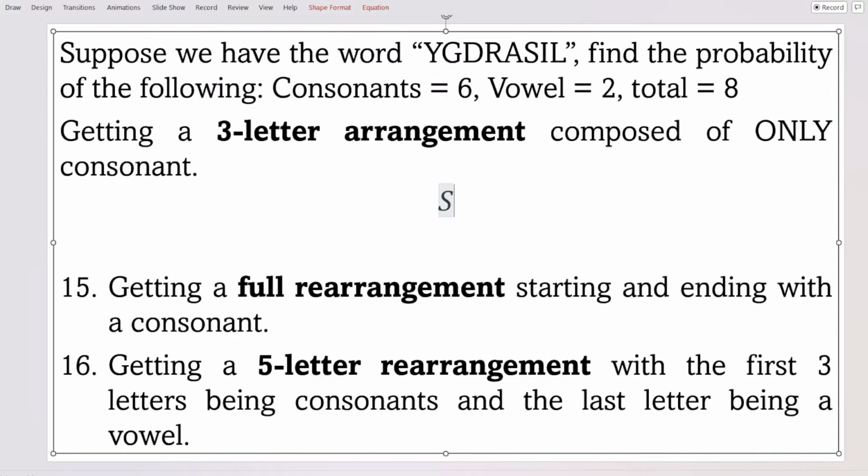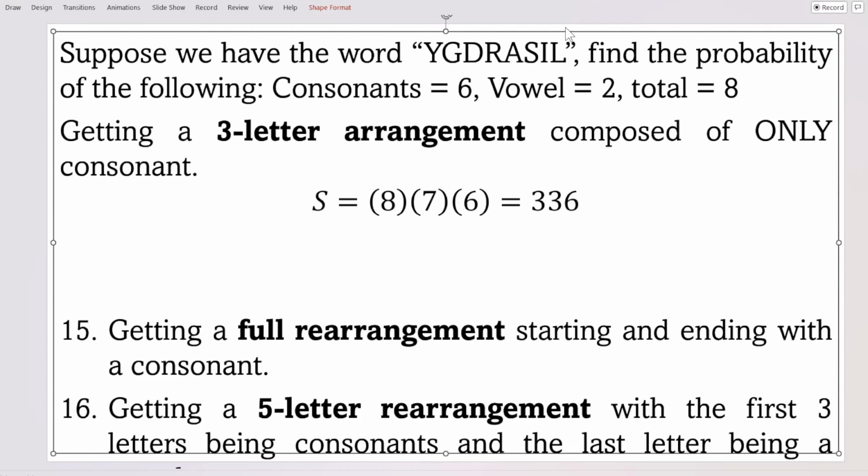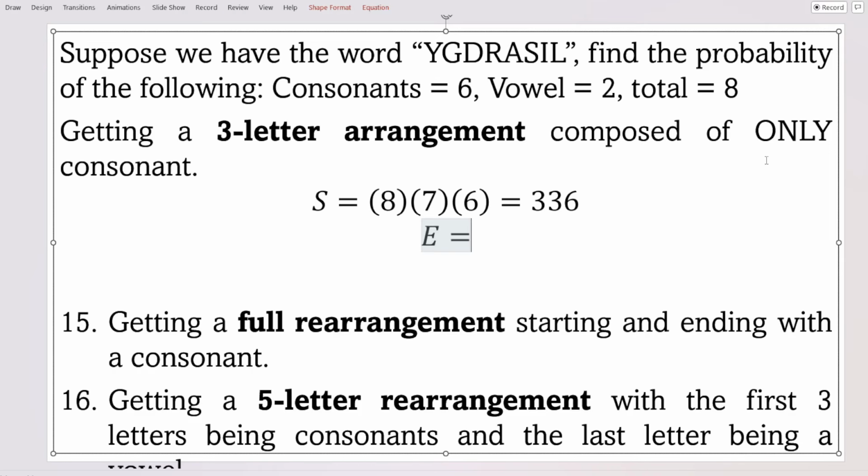Next one, we are getting a three-letter arrangement. So three letters, one, two, and three. Let's find those without condition first. Without condition, I have eight choices for the first letter, seven for the second, and six for the third. So 8 times 7 times 6, that is 336. Now, let's look at our event. The event that we are looking at here is only consonants. That means for E, all the three letters must be consonants.